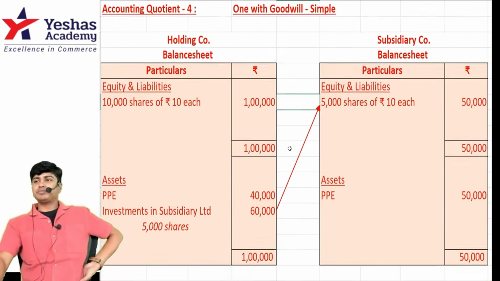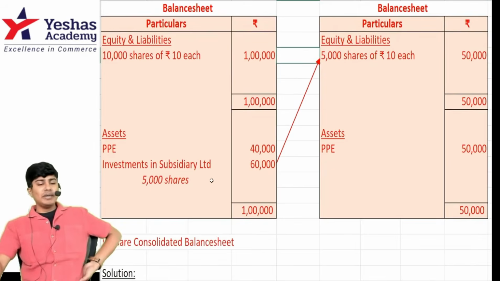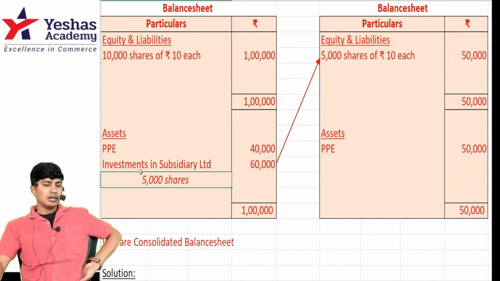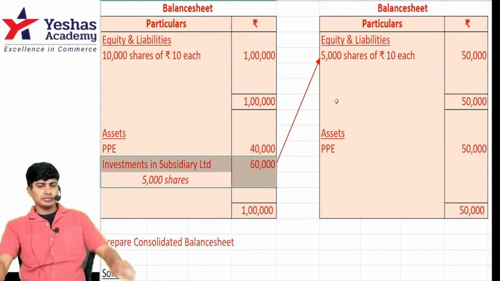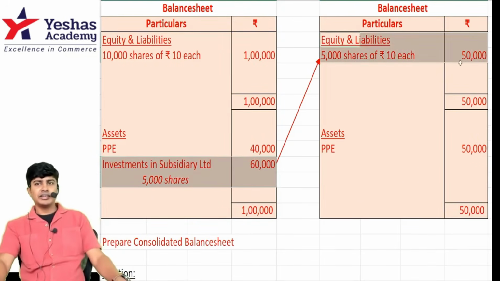Okay, AQ4. Observe, yeah. How many shares do we hold? 5,000 shares. See the sharp end of the arrow mark. How many shares are there?